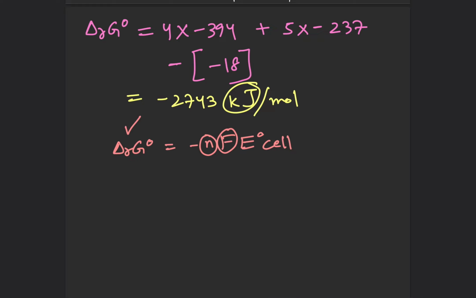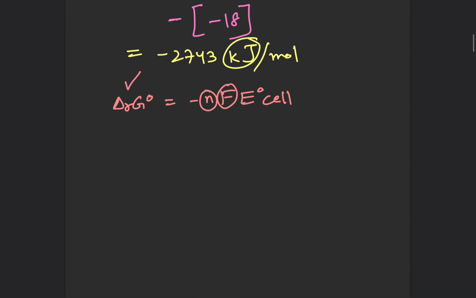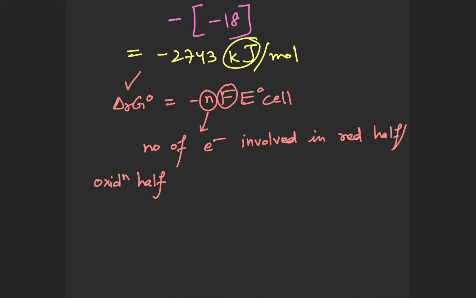So therefore we need to know N, which is the number of electrons involved in the reduction half or in the oxidation half. Okay, N is the number of electrons involved in reduction half or oxidation half.